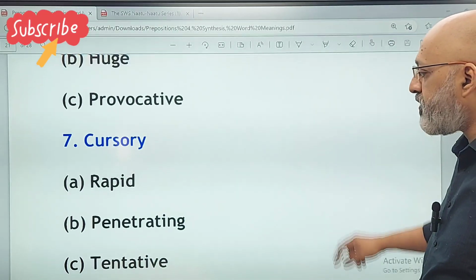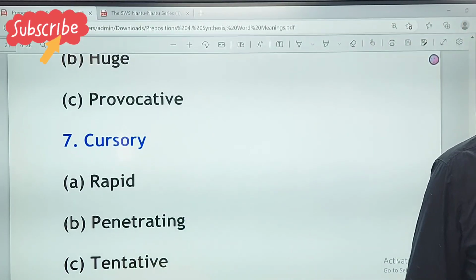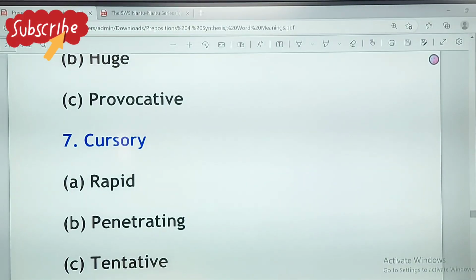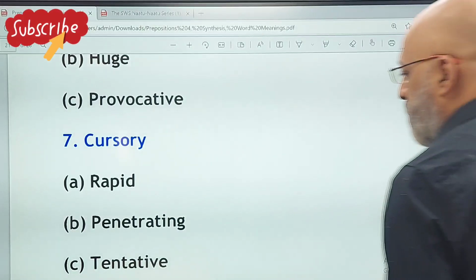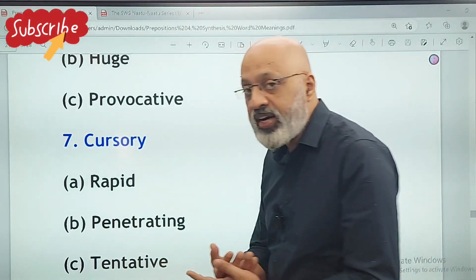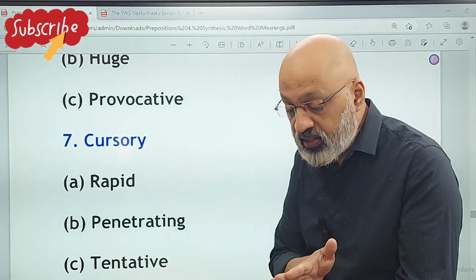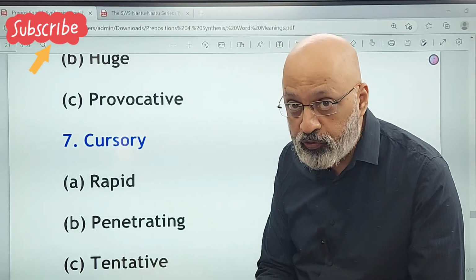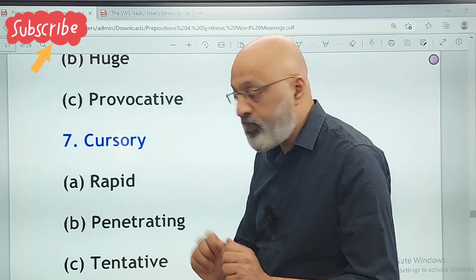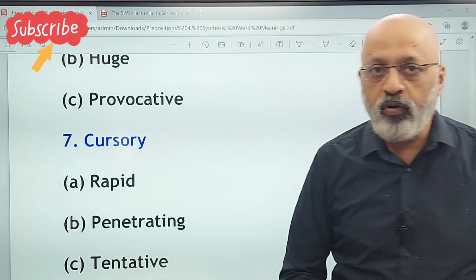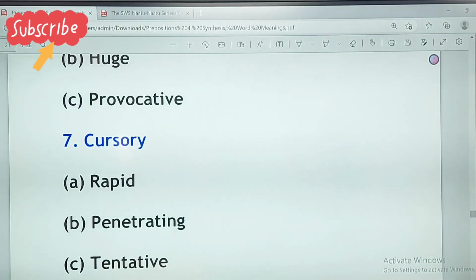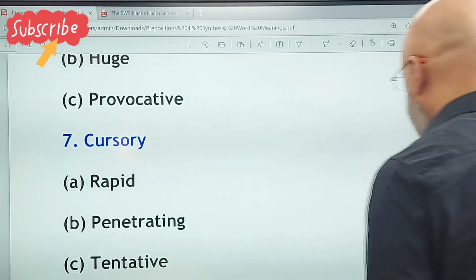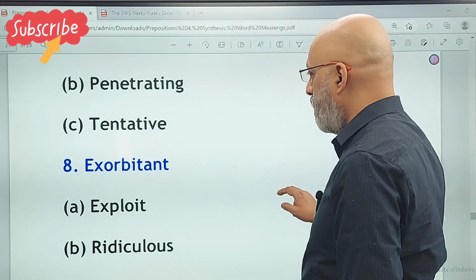Cursory, rapid, penetrating, or tentative. What does it mean? We say, he had a cursory look at the document. Cursory matlab something which is done very fast. So it is not penetrating. Penetrating means काफी ध्यान से और काफी तीखी नजर से देखने को penetrate बोल सकते हैं. Tentative means when you are a little doubtful. Tentative means a state of being doubtful. So the correct word meaning out here of cursory is rapid. Okay, that he took a cursory look at the document before it was sent off to the boss.